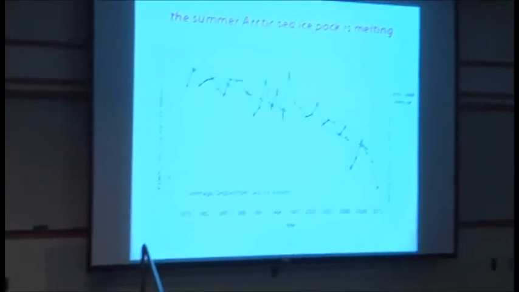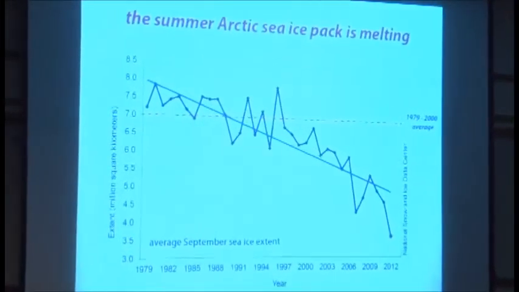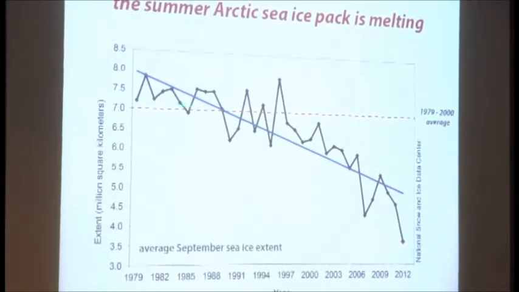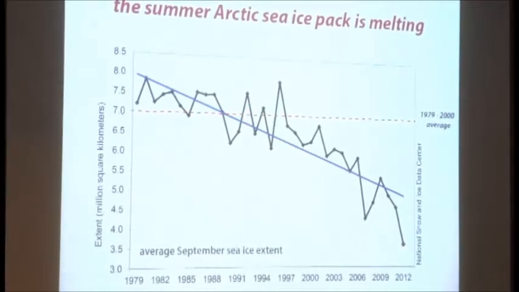Okay, let's see. So now, what's been in the news is the dramatic losses in the summer Arctic sea ice pack, and of course that's when the sun is shining. So this is important. This dotted line here represents about a 20-year average of the extent in square kilometers of the summer Arctic sea ice pack. And you see that it's hovering, at least in the early portions, around 7 million square kilometers.